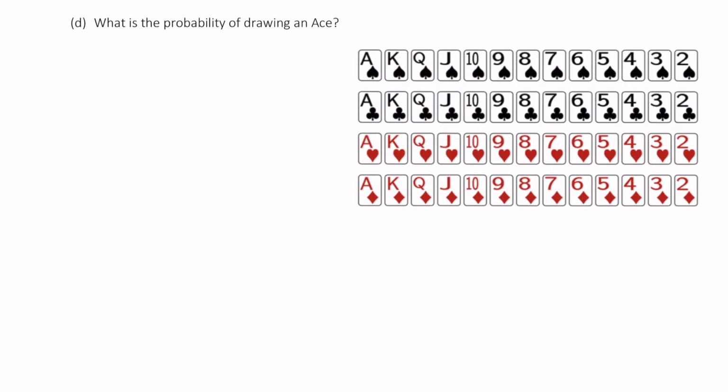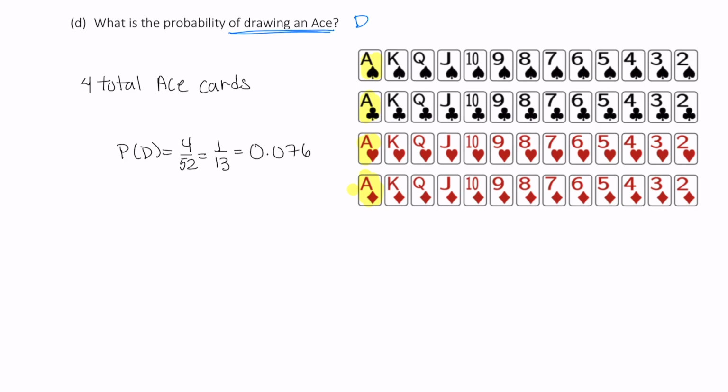Part D. What is the probability of drawing an ace? Well, there are 1, 2, 3, 4 total aces. That's 1 ace per suit. And we need to name our event, so that's drawing an ace. We're going to call that event D. So the probability of D is equal to 4 out of 52, which is just 1 out of 13. And that works out to be, oh, excuse me, I forgot my equal sign. 0.0769.